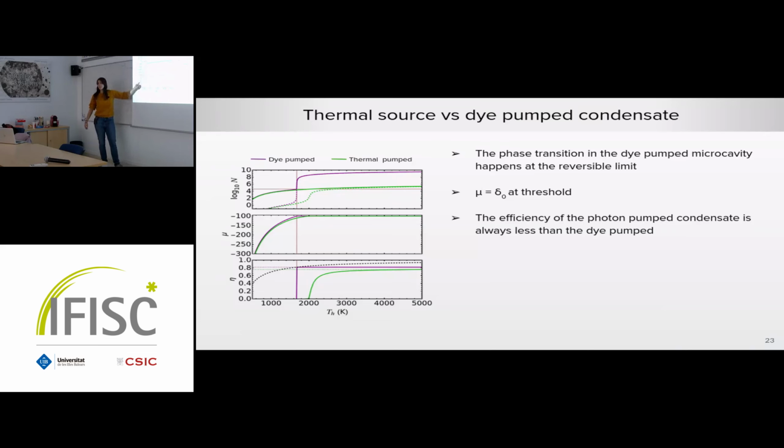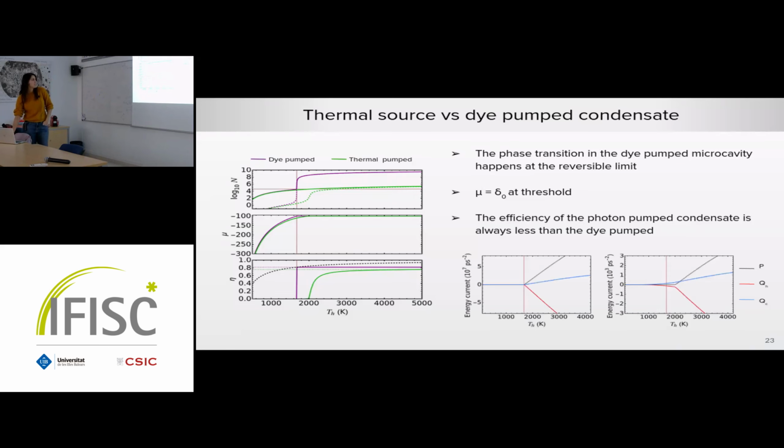And this is the efficiency. The dotted line is the Carnot efficiency. And we get the Carnot efficiency for this one, which we already knew, it matches the reversible limit. But the green one, which is the thermal pump, is always less than the one before. And we actually have a kind of justification for that.